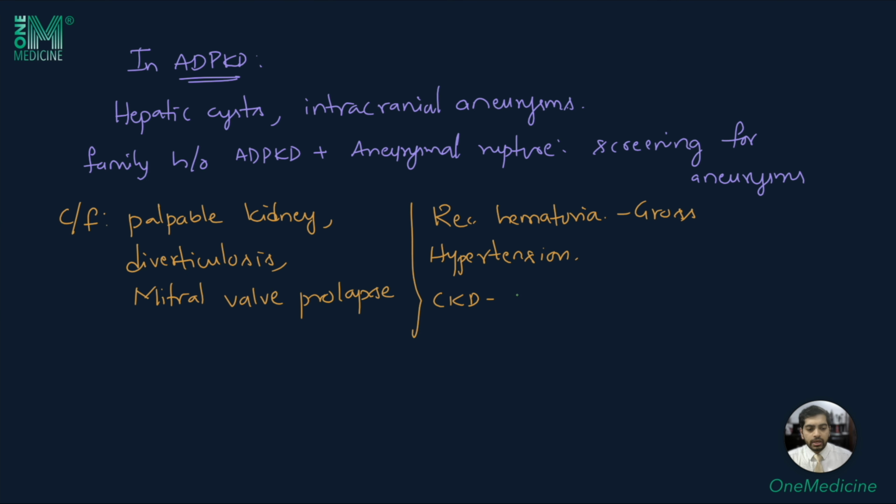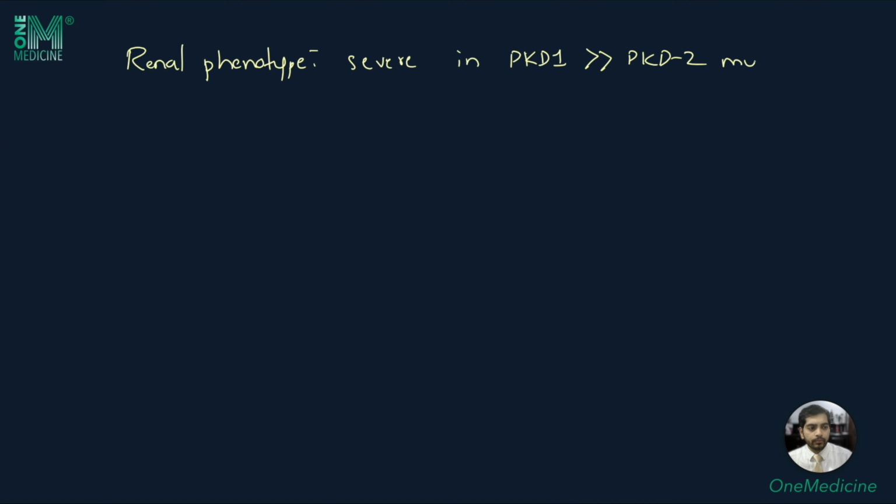Patients can also have CKD features. There may be episodic flank pains, and there can be recurrent urinary tract infections. The renal phenotype is more severe in PKD1 mutation than PKD2 mutation, and patients with PKD1 mutation can develop end-stage renal disease 15 years earlier compared to PKD2.